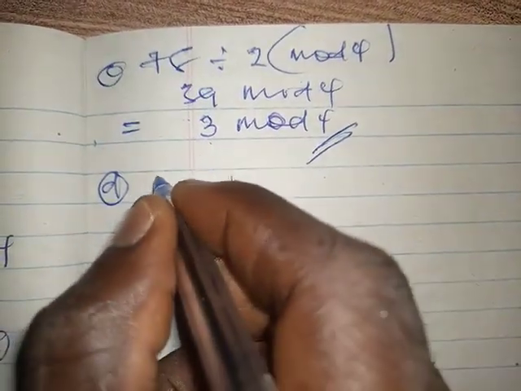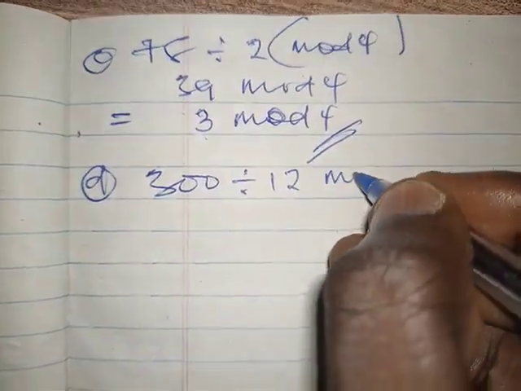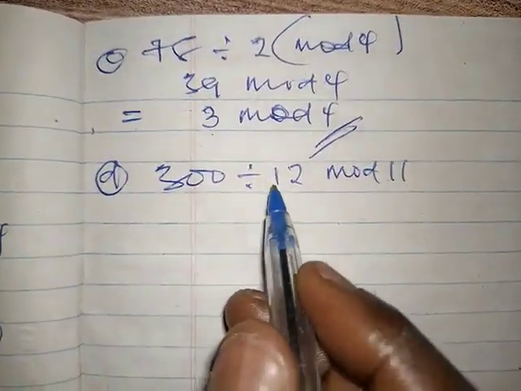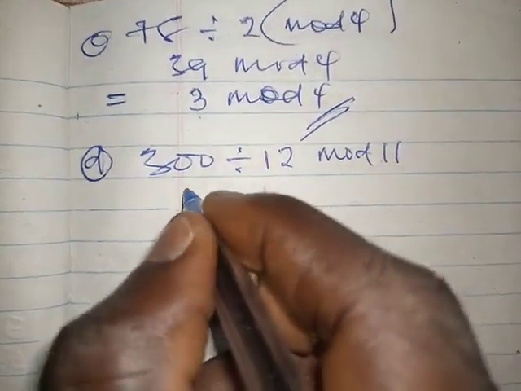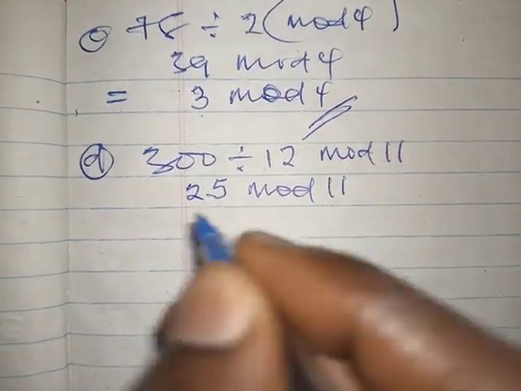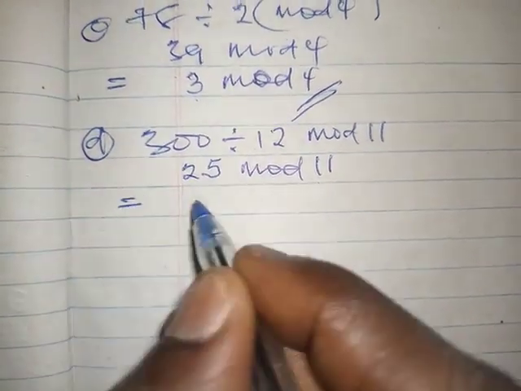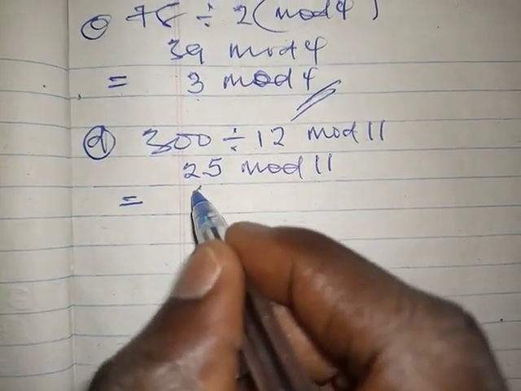The next one, let's say 300 divided by 12 mod 11. 12 goes into 300, we have 25 mod 11. And 25 mod 11, we have a remainder of 3.